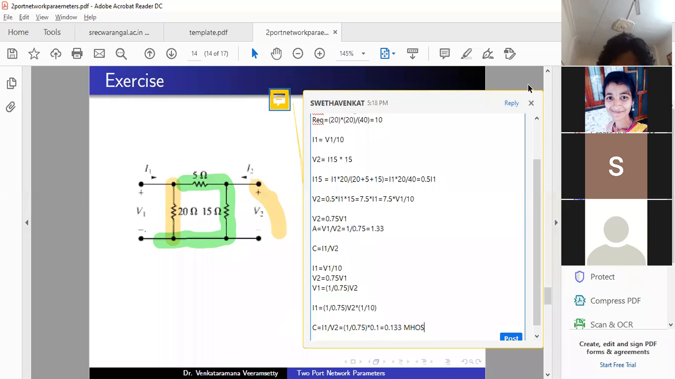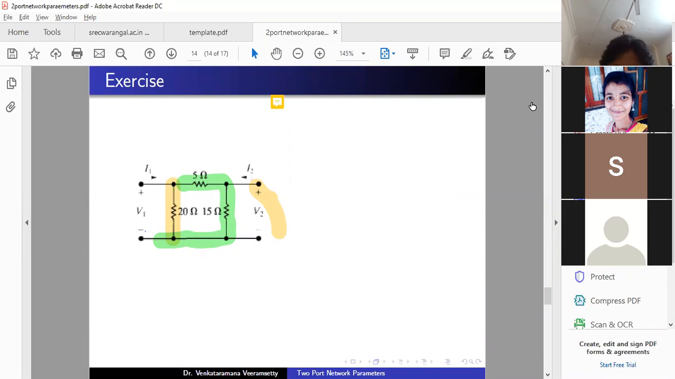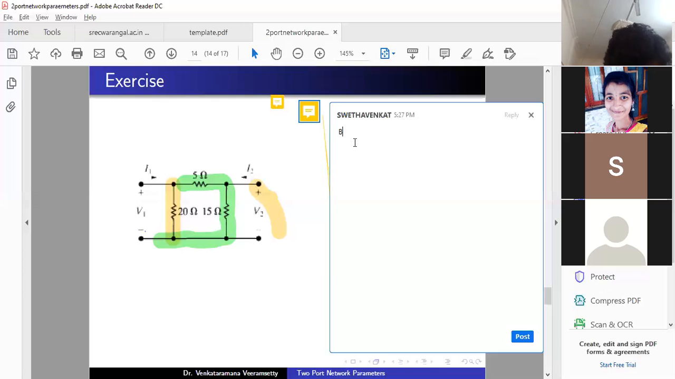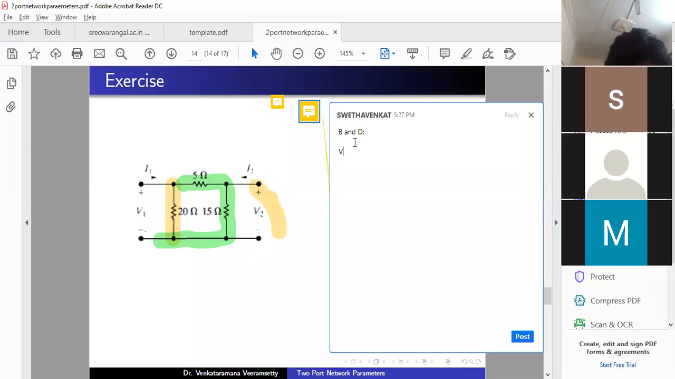Now A and C are already calculated. Now my aim is to calculate the B and D parameters. Now I am going to discuss how we calculate the B and D parameters. If we want to calculate the B and D parameters, what do we have to do? For A and C we opened the second port; here, yes, we have to short circuit the second port, V2 equal to 0. We have to short circuit the second port, right?